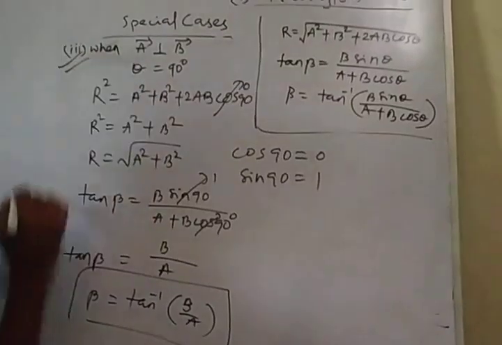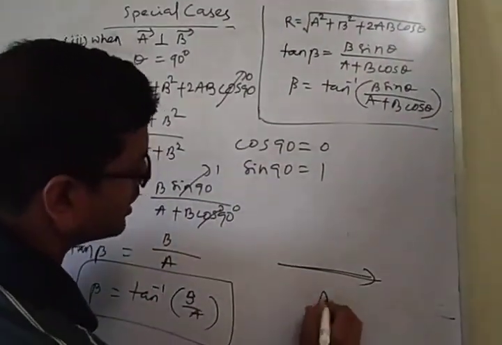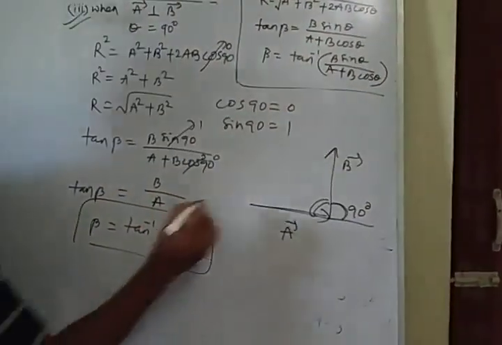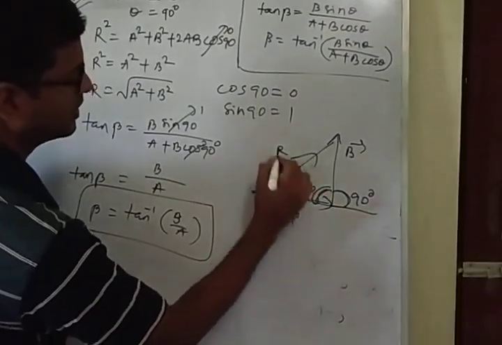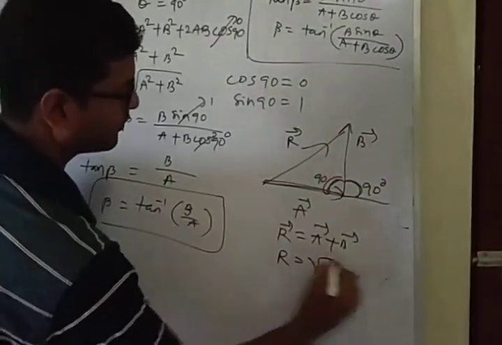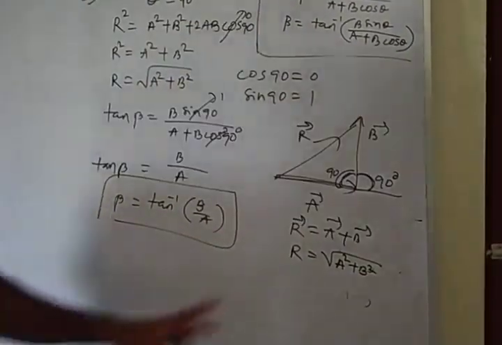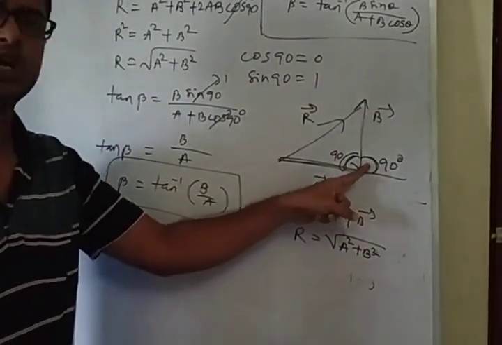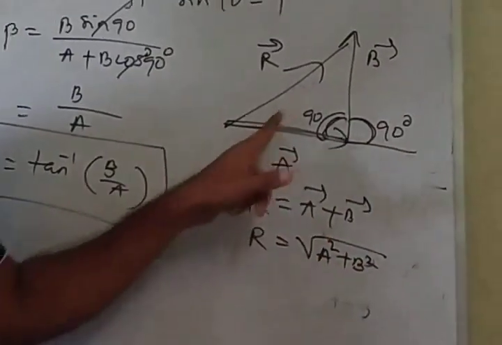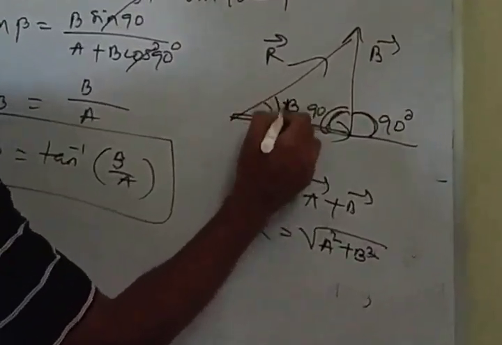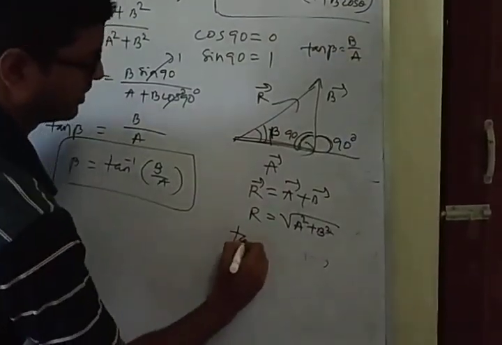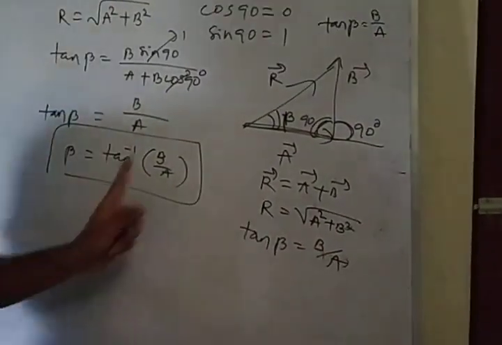Actually, this case is directly related to the Pythagoras theorem. I am just drawing it. This is the a vector, this is the b vector. The angle between them is 90 degrees. Now this is my resultant vector r. If I write r vector equals a plus b, then r will be directly the square root of a square plus b square from the Pythagoras theorem. So this is the third special case of two vectors added making an angle of 90 degrees with each other, meaning when two vectors are perpendicular or normal to each other. So r equals the square root of a square plus b square, and from the diagram you can directly say tan beta equals perpendicular by base, so this will be b by a. So beta equals tan inverse b by a.